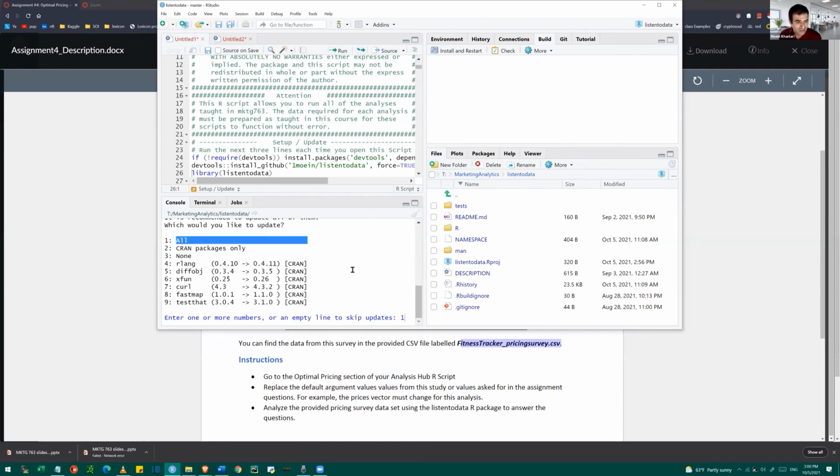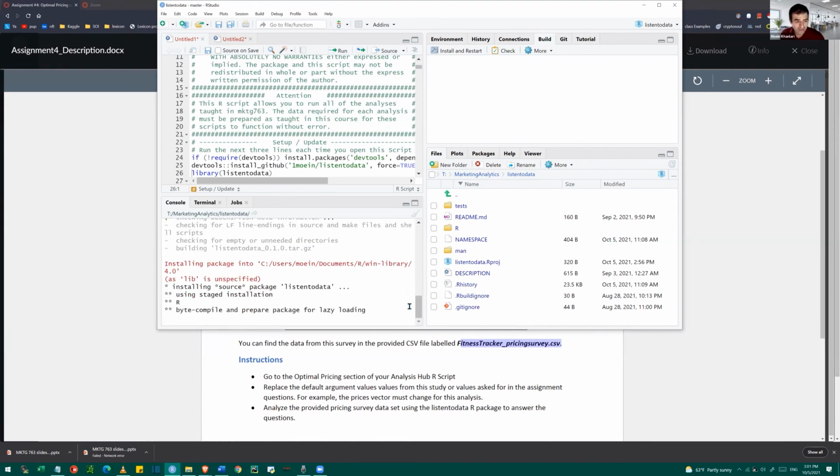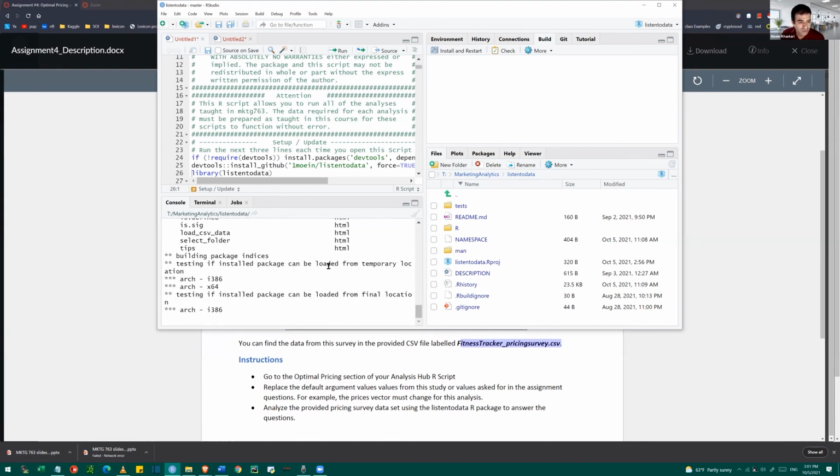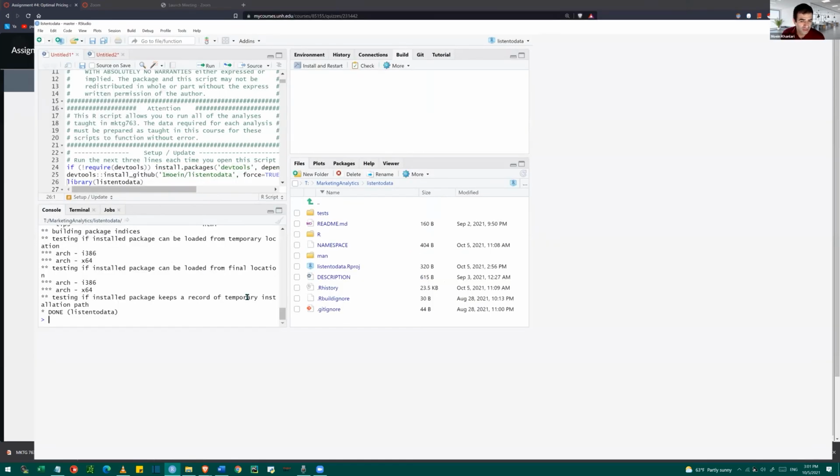Sometimes it fails, it doesn't matter. If you don't want to install any, you select number 3, which is none, and click here, type 3, enter. Basically run none, and you're going to install only this listen to data. So your listen to data must have been updated.